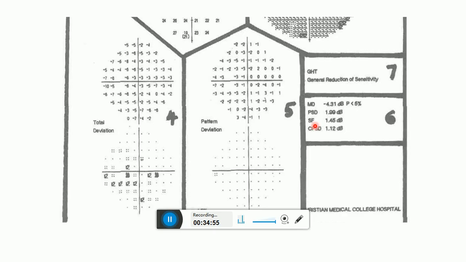Short-term SF, short-term fluctuations. This is a feature of a field test using the full threshold strategy. Selective 10 retinal points are checked for threshold twice. The variability in the threshold value is indicated as SF. A value of more than 3 indicates low reliability. CPSD, corrected pattern standard deviation, is the PSD value achieved after correcting for SF.